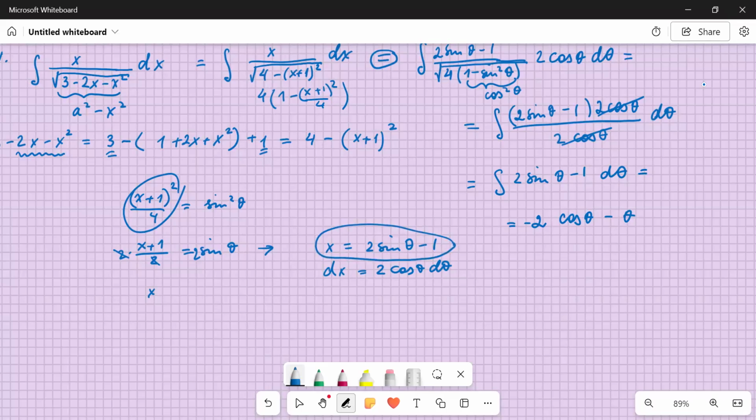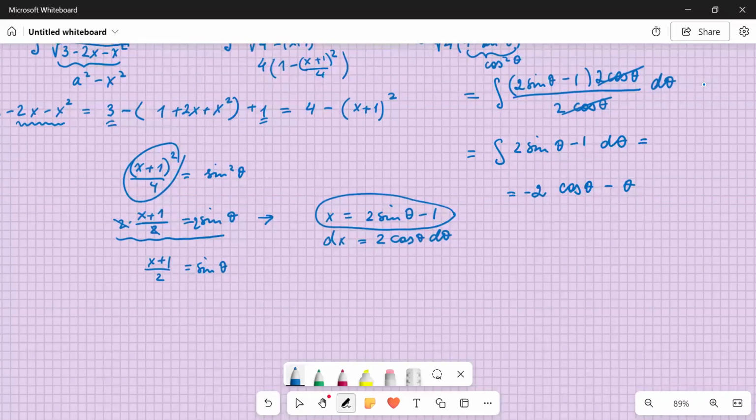We need to know theta. Maybe we go back to this one and write down that (x plus 1) over 2 equals sine of theta. Now, how do we find theta? To find theta, we need to cancel this sine. What cancels sine is sine inverse, right? So we'll take sine inverse of (x plus 1) over 2 equals sine inverse of sine of theta. Here they cancel and give me just theta, and here we do have the sine inverse.